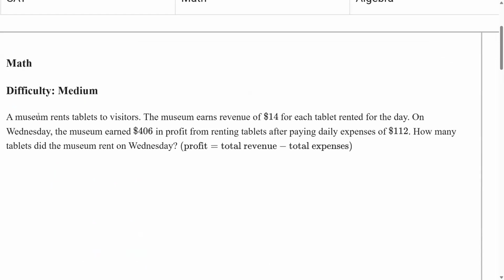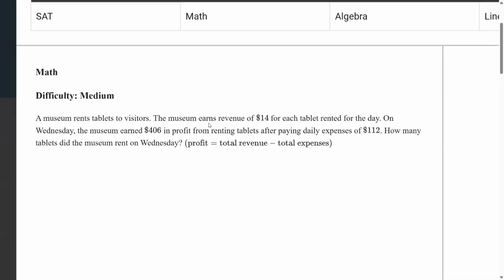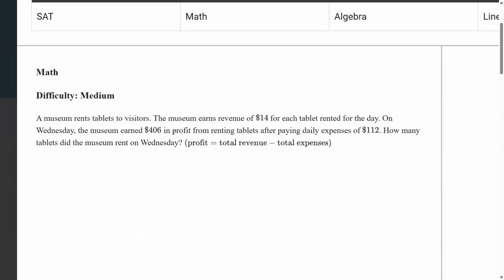A museum rents tablets to visitors. The museum earns revenue of $14 for each tablet rented for the day. On Wednesday, the museum earned $406 in profit from renting tablets after paying daily expenses of $112. How many tablets did the museum rent on Wednesday?